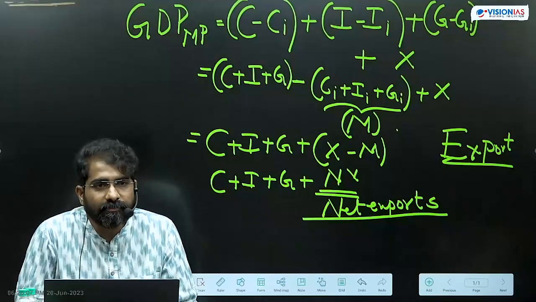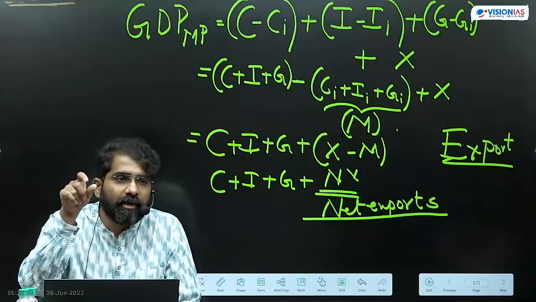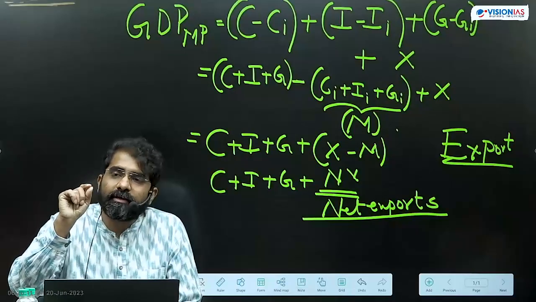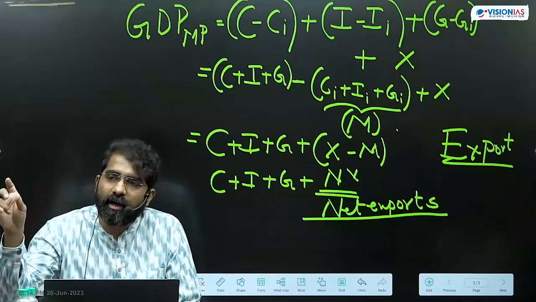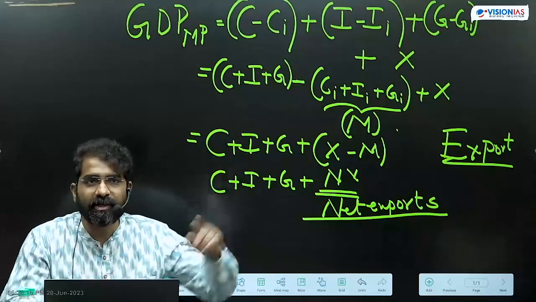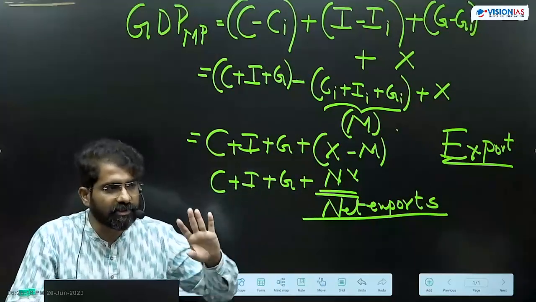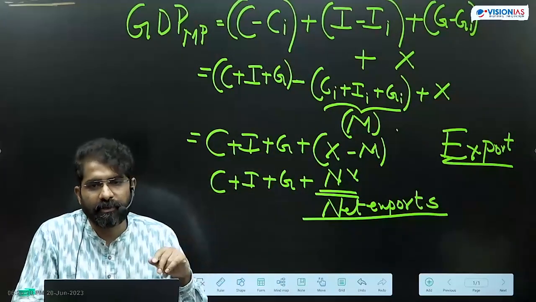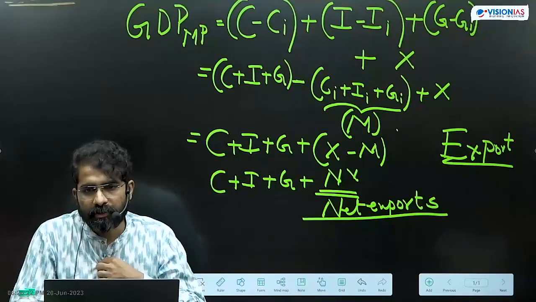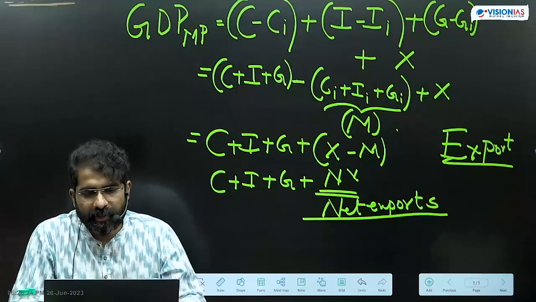Is that okay? So tomorrow if he gives government spending on unemployment allowance, is it part of G? No, because it's a transfer payment. Are you able to get this? Is that clear? Okay.